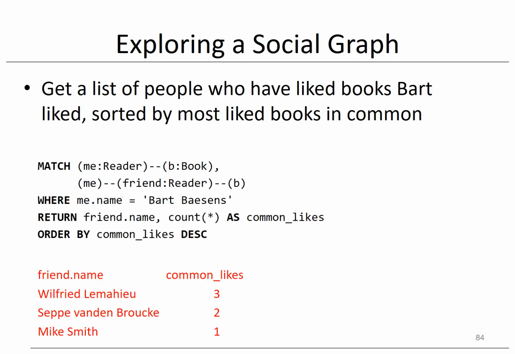A next query asks for a list of people with liked books Bart liked, sorted by most liked books in common. Note that in this query, we are applying an aggregation operator, count. In Cypher, grouping for aggregation is implicit, meaning that as soon as you use an aggregation function, all non-aggregated columns, such as friend.name in our example, will be used as grouping keys. You can see the result of this query highlighted in red.